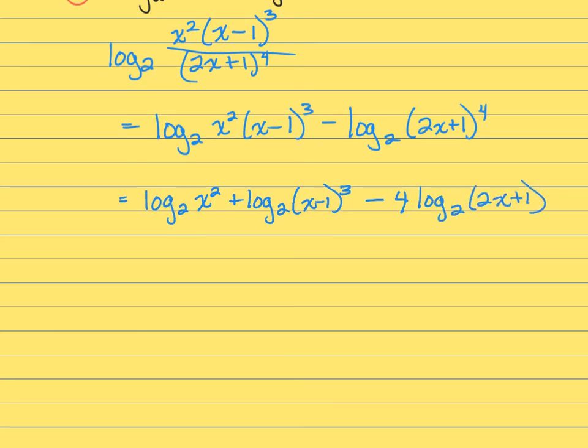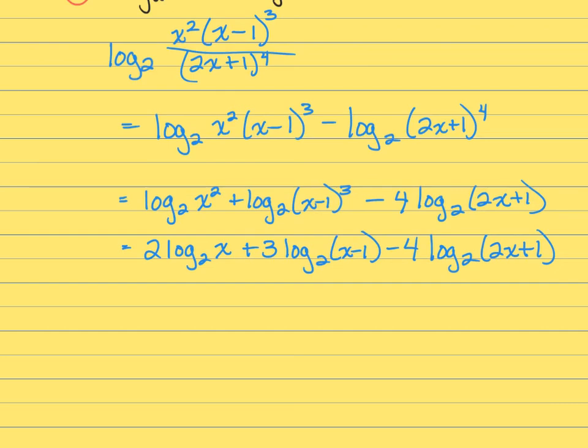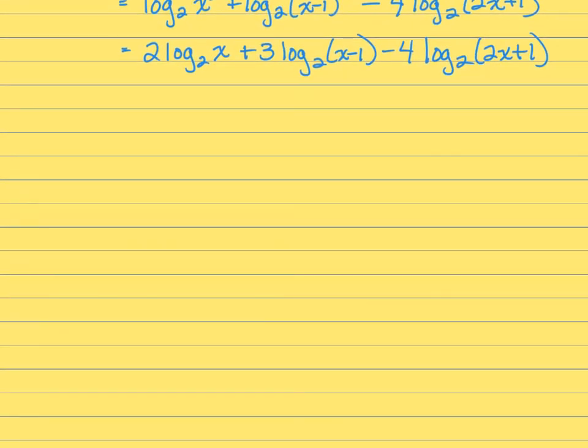Now it's important to notice that this last one is now done. I cannot simplify that. I have no rules that deal with expanding or working with the log of a sum of things. The last thing I can do is apply property 3 to these first two logs: 2 times log base 2 of x plus 3 times log base 2 of x minus 1, and then we still have this. And there it is, completely expanded out. Let's do one more.